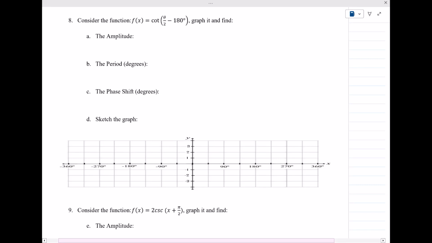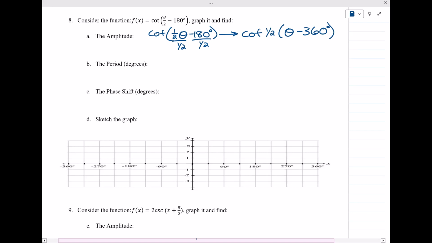All right, consider the function cotangent. Now remember, we have to have theta by itself. Right now, this is saying cotangent of 1/2 theta minus 180. We don't want to have 1/2, we want to have just theta. So we could go ahead and take the 1/2 out. And remember, when you divide by 1/2, you're not dividing by 2, you're dividing by 1/2. That's what the problem would be.